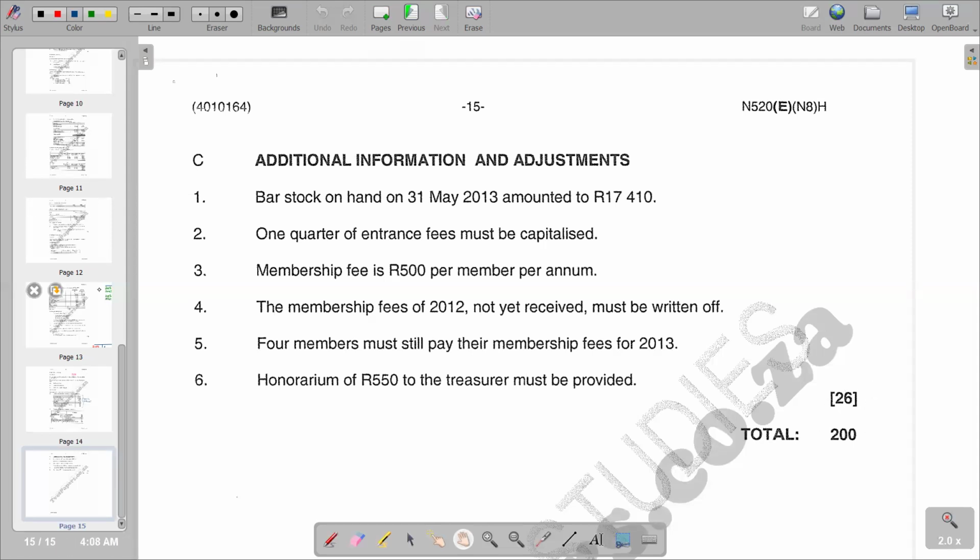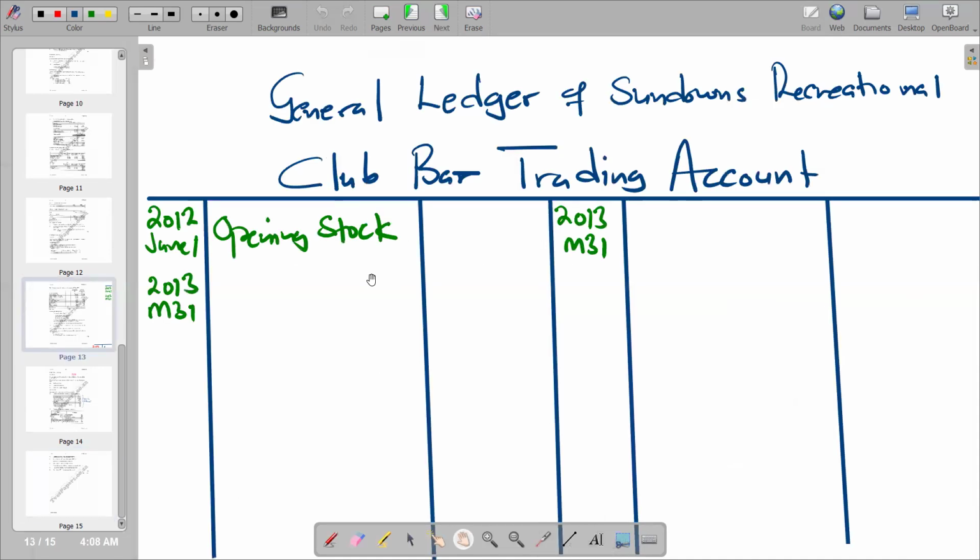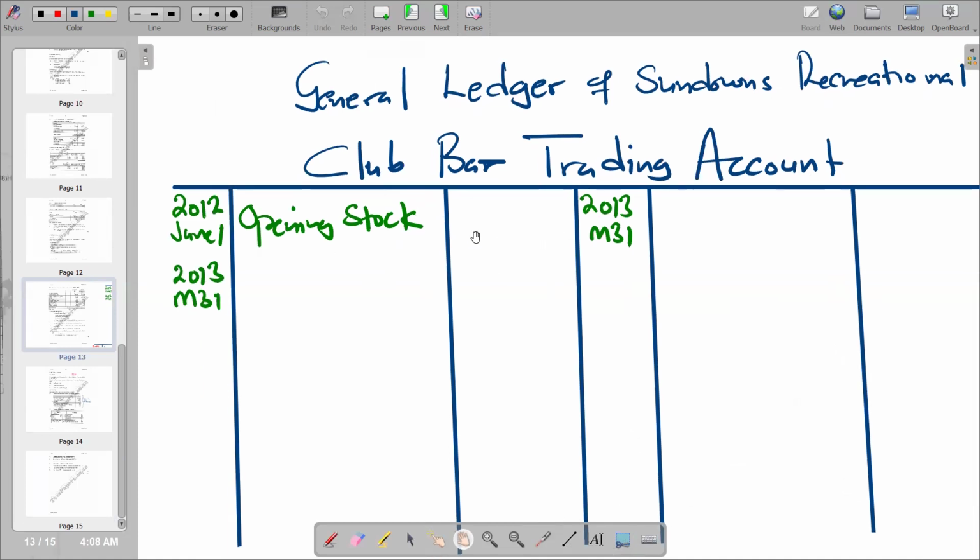Going to our answer section, this is going to be your answer section, where we start with the club bar trading account. The main purpose of preparing the club bar trading account is to calculate the bar trading profit or loss during the period. The final balance that we are going to have in our club bar trading account, we are going to transfer to the income and expenditure account as a bar profit or a bar loss, depending on which side we have the balance.